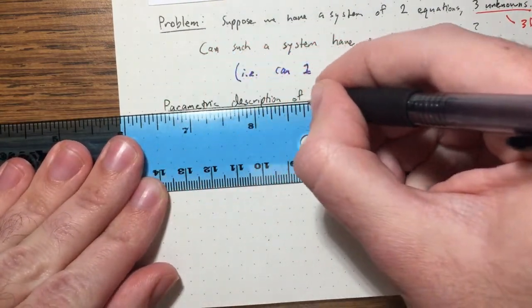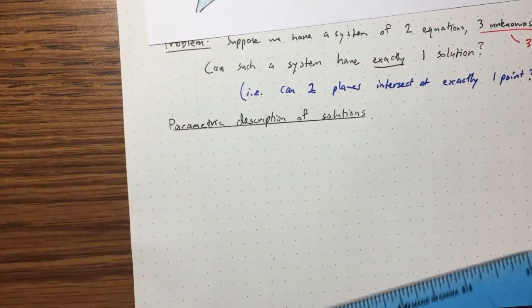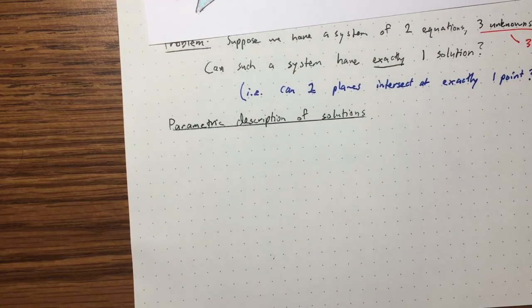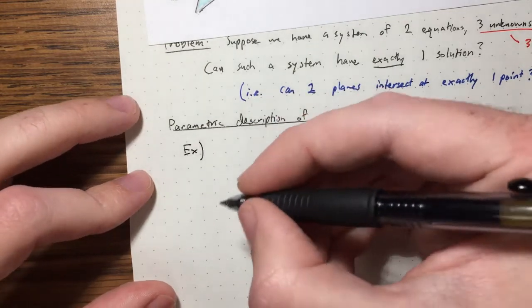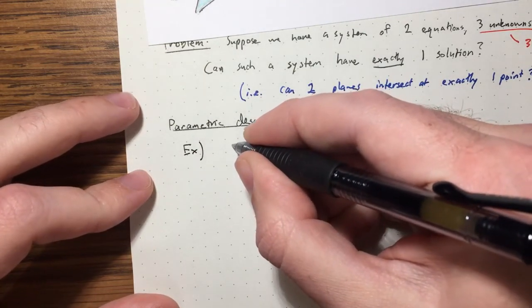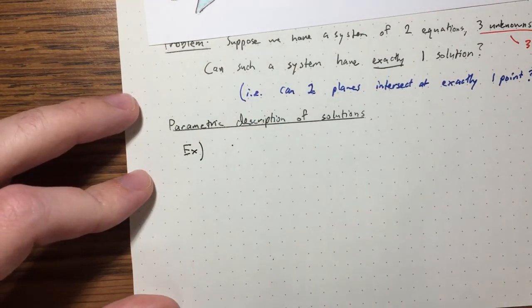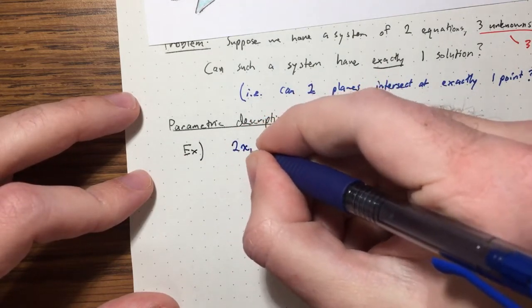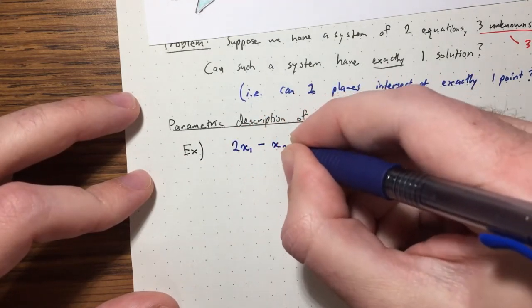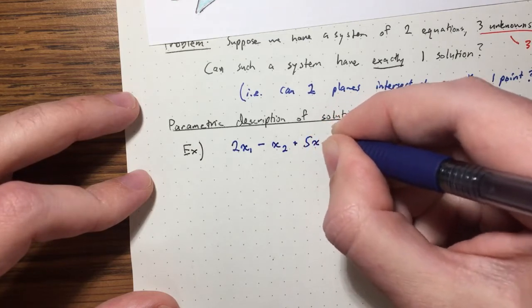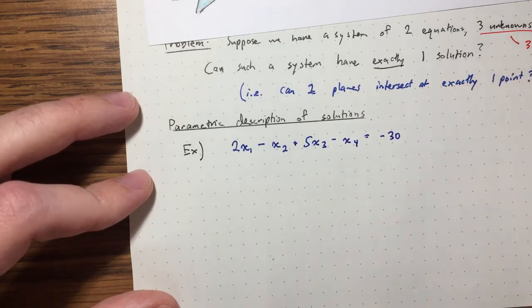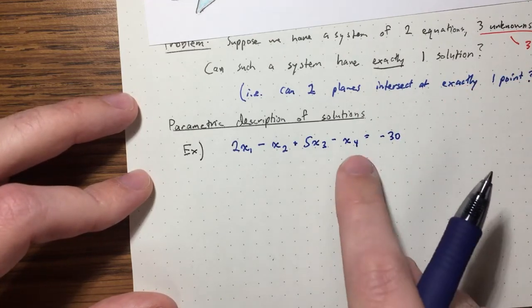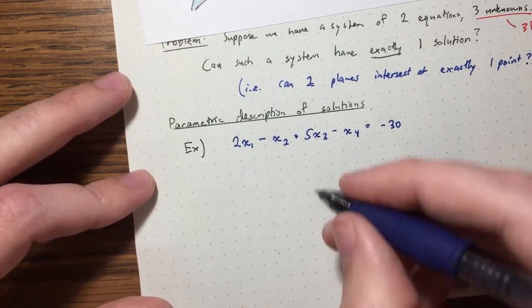So sometimes we have infinitely many solutions, but we still want to describe them, right? So how can we describe them? Here's an example. Okay, 2x1 minus x2 plus 5x3 minus x4 equals negative 30. Yes, I have 4 variables.